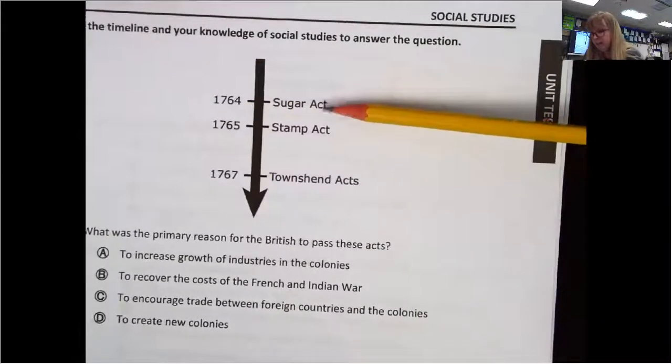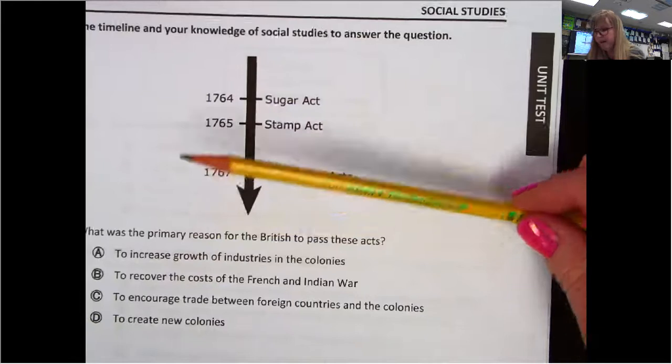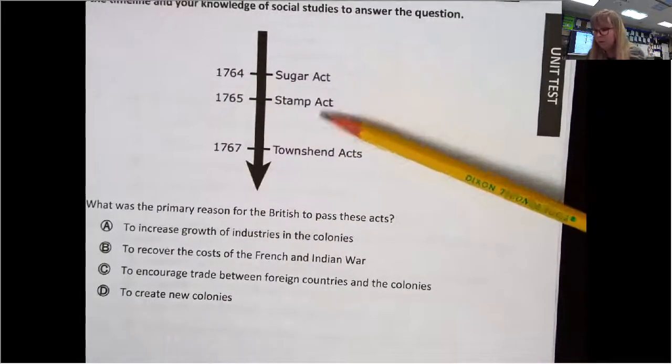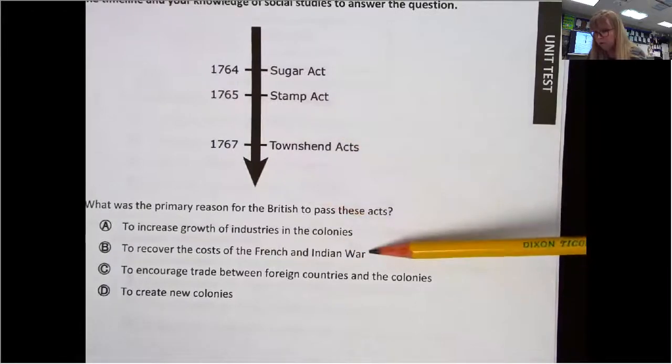Okay. Sugar Act, Stamp Act, Townshend Act. What was the primary reason for the British to pass these acts? These were all things the British were doing to raise money to pay for the French and Indian War. B.